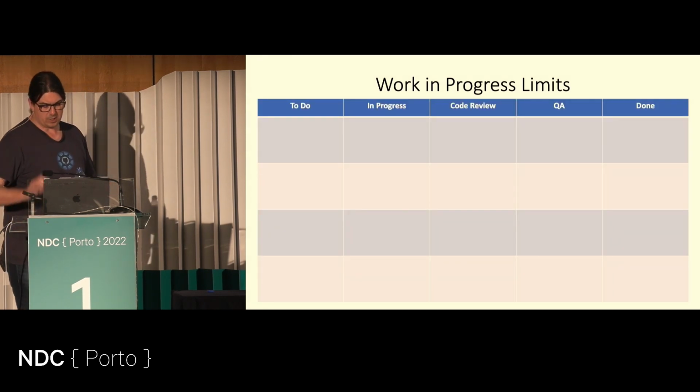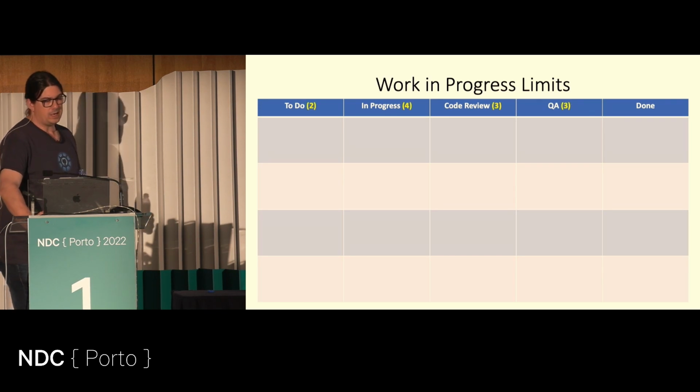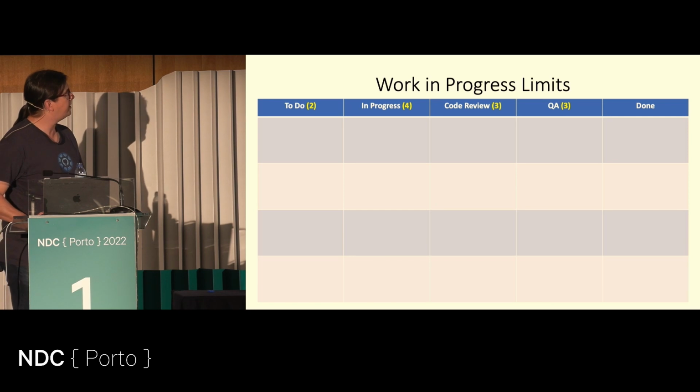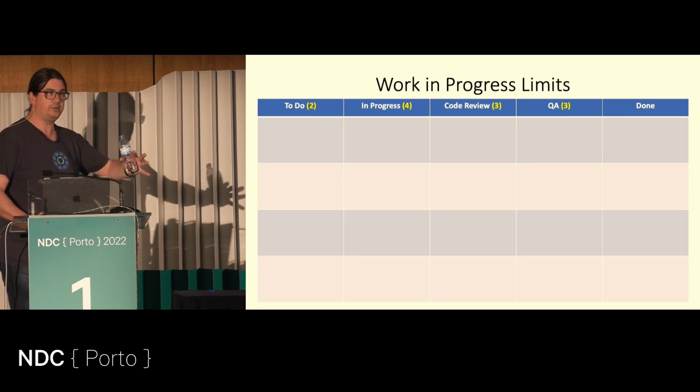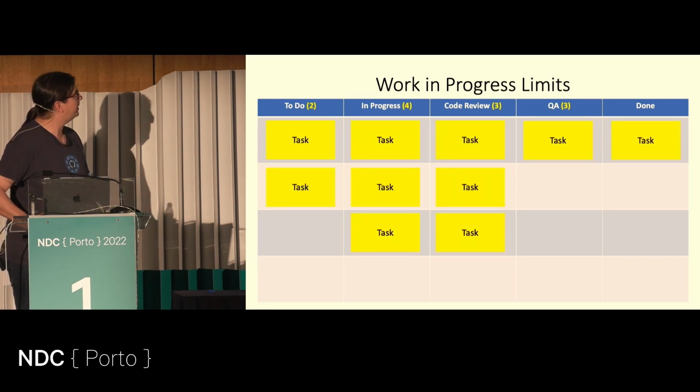So if we look at this as an example, here's a very simple looking board. Based on the size of the team, we set some work in progress limits. So we want no more than 2 tickets ever in to do, no more than 4 in progress, 3 in code review, 3 in QA, and then obviously done. You want to be thinking about releasing. So the team's working on their project, and we get into this state here. Can anyone see a problem on that board?